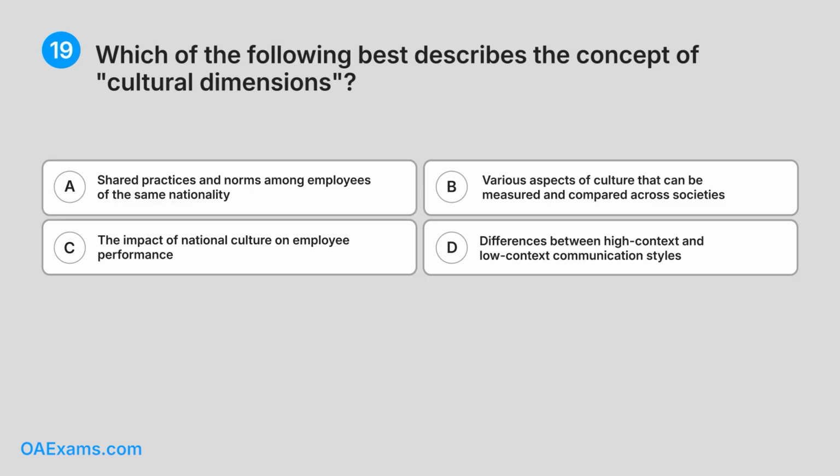19. Which of the following best describes the concept of cultural dimensions? A. Shared practices and norms among employees of the same nationality. B. Various aspects of culture that can be measured and compared across societies. C. The impact of national culture on employee performance. D. Differences between high context and low context communication styles. Do you know the answer?